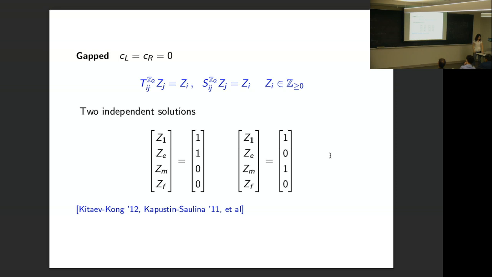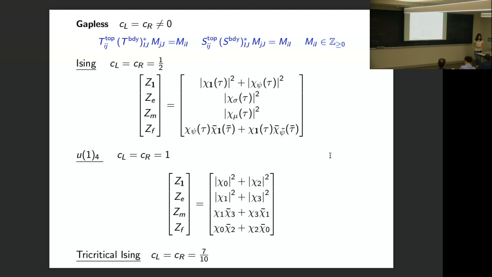Now we can solve the gapless condition, the gapless theory. Without going into many details, the program is just to solve this eigenvector equation, searching for a non-negative valued integer matrix. It turns out that the Ising solution I presented before is one such solution, and we have many other solutions: the U(1) level 4 CFT, the tricritical Ising CFT with central charge 7/10, and many others.